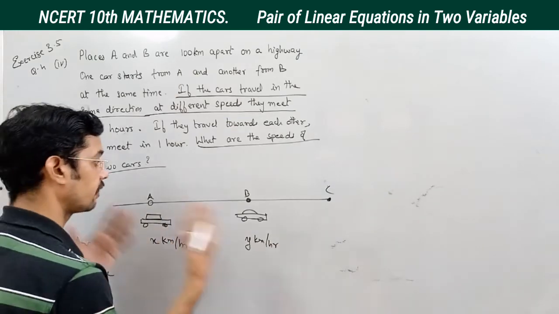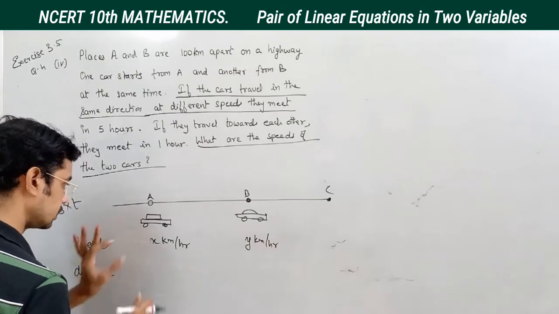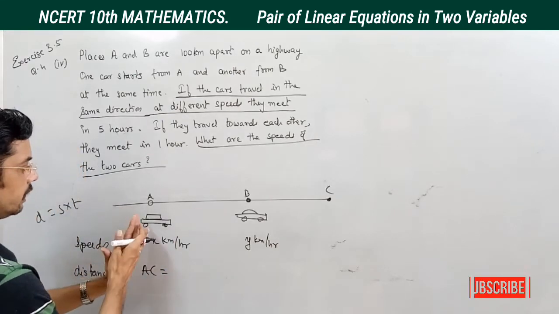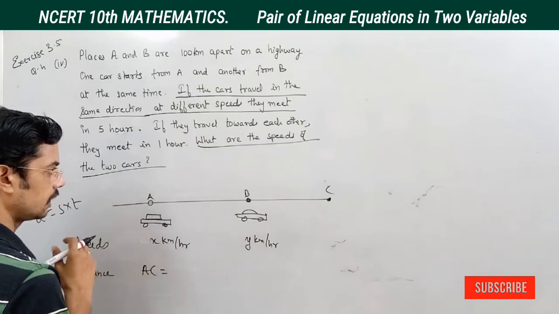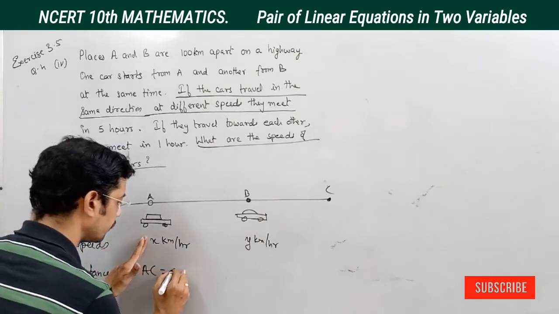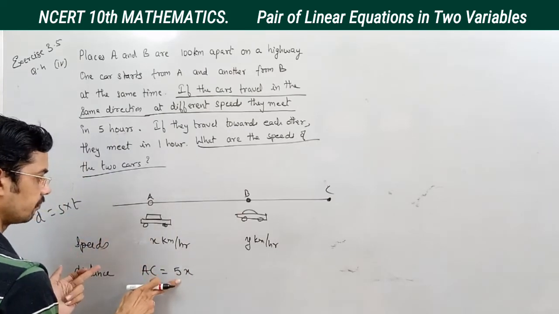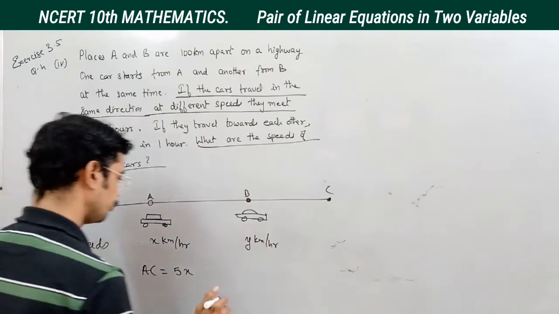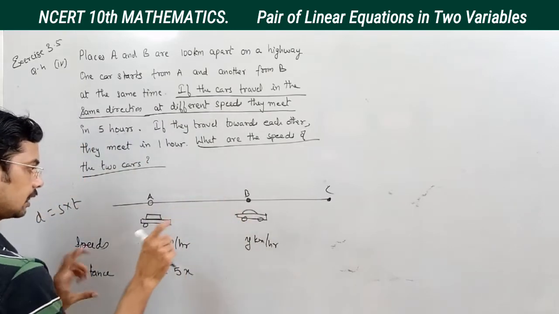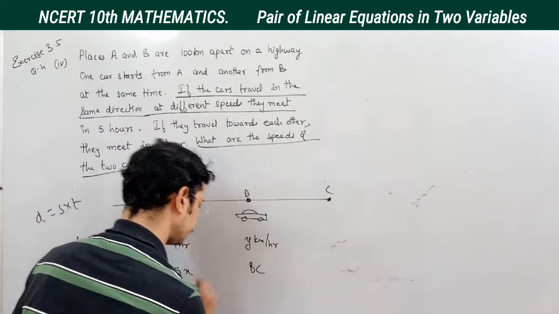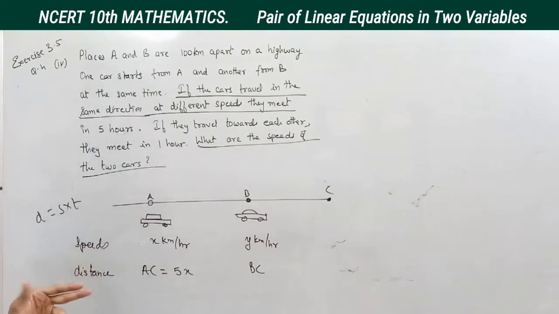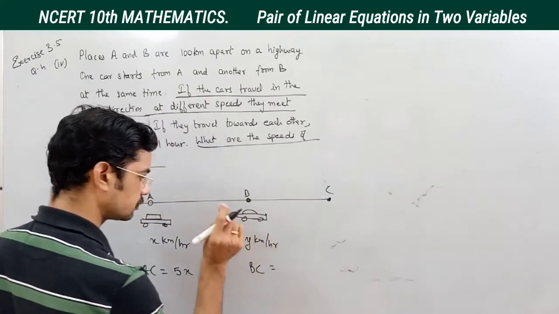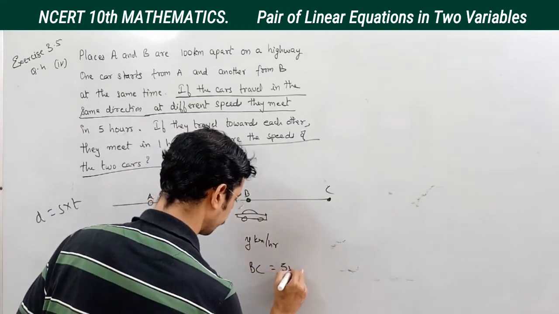So both the cars travel for 5 hours. The distance covered by car A is AC. What is AC? AC is equal to 5x. Why? 5 is the time, 5 hours, and x is the speed, so time into speed is the distance. In the same way, how much distance did car B travel? It travels a distance BC, at speed y kilometers per hour for 5 hours, so it is 5y.